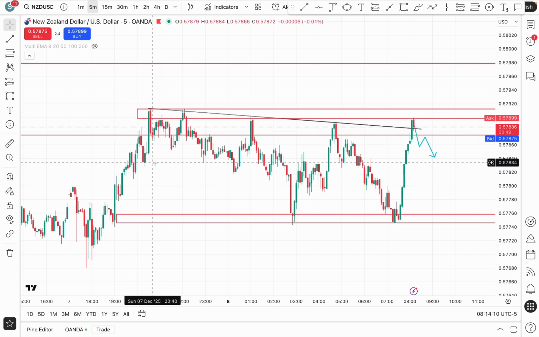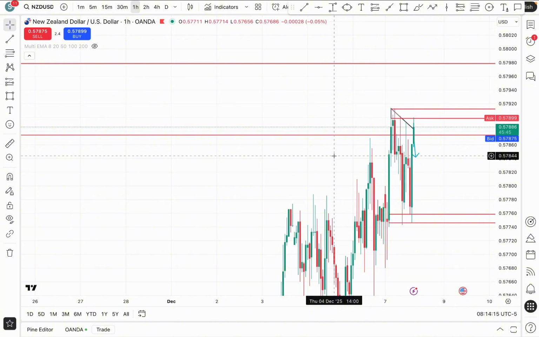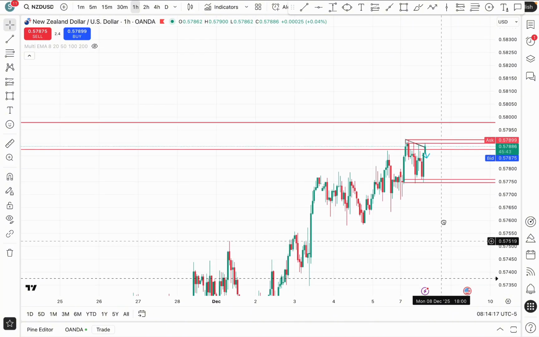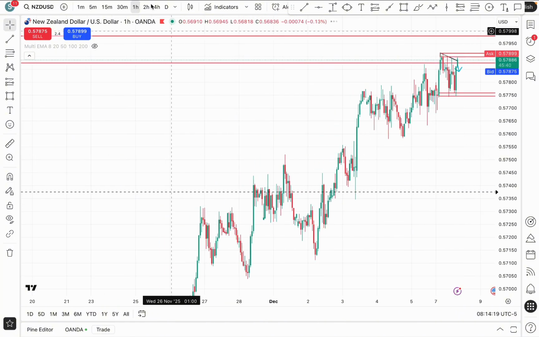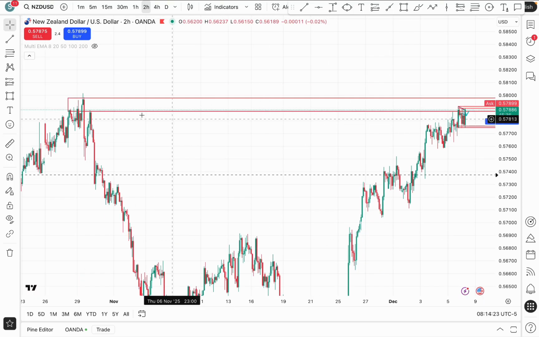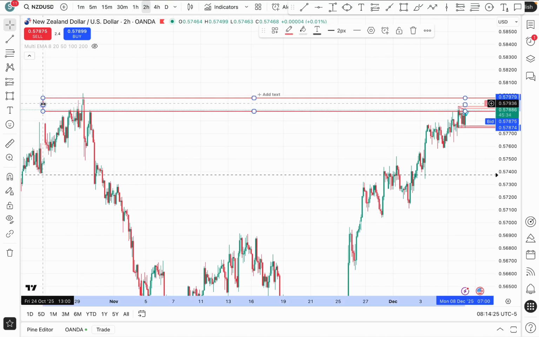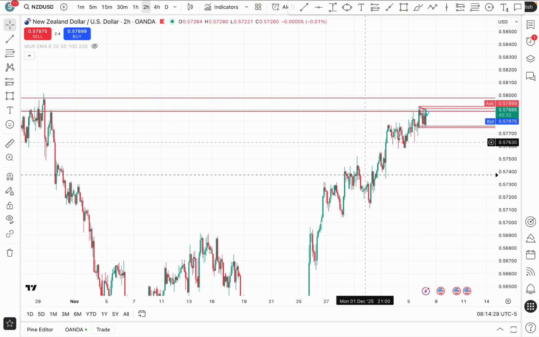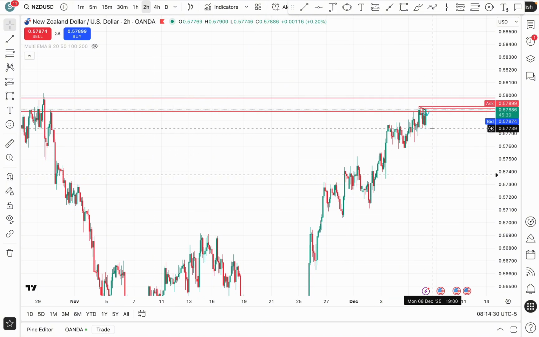So before I just got into the market, I wanted to see how we looked on the higher time frames. We're pretty high on the 1-hour time frame, and then on the 2-hour time frame, what I saw here was that we are also at an area of resistance on the higher time frame. So that falls in line with what I want to do, what I want to sell on the 5-minute time frame.